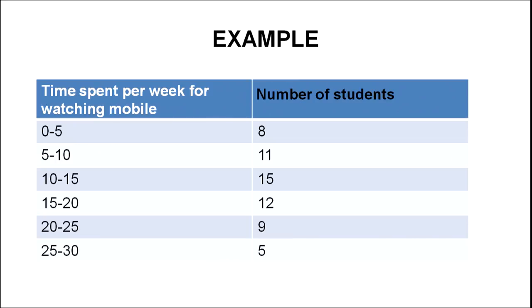See, in the first row, the class interval is 0 to 5, corresponding to it number of students 8, 5 to 10, corresponding frequency is 11. For the third class interval, 10 to 15, number of students is 15. For the fourth class interval, 15 to 20, it is 12. For the next class interval, 20 to 25, number of students is 9. And for the last class interval, 25 to 30, number of students is 5.